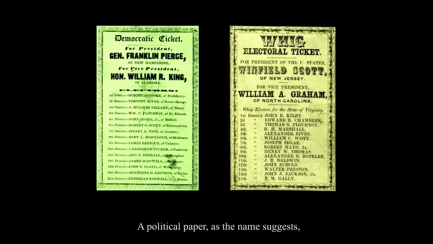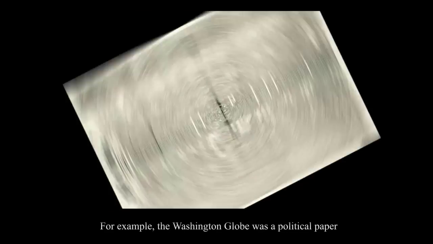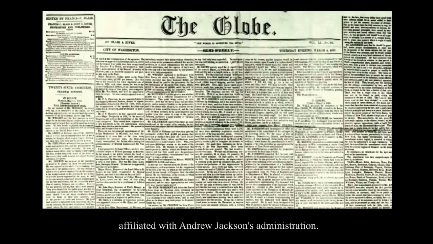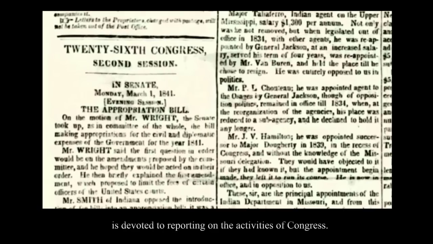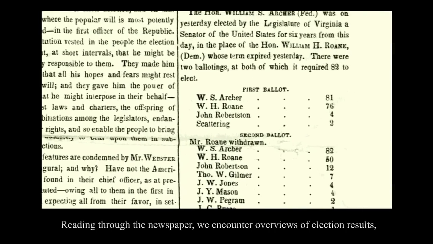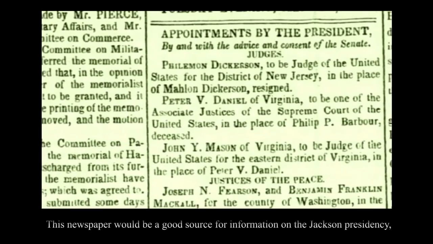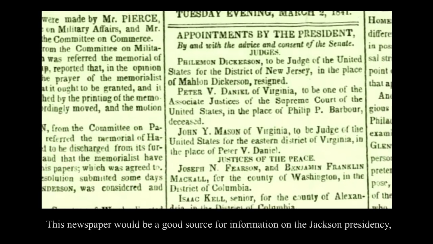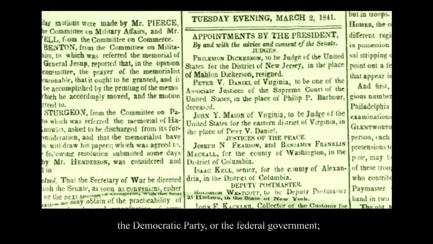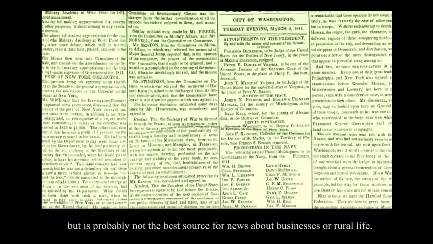A political paper, as the name suggests, covered politics and government. For example, the Washington Globe was a political paper affiliated with Andrew Jackson's administration. Looking closer, we can see that the majority of this page is devoted to reporting on the activities of Congress. Reading through the newspaper, we encounter overviews of election results and notices of presidential appointments. This newspaper would be a good source of information on the Jackson presidency, the Democratic Party, or the federal government, but it is probably not the best source for news about businesses or rural life.